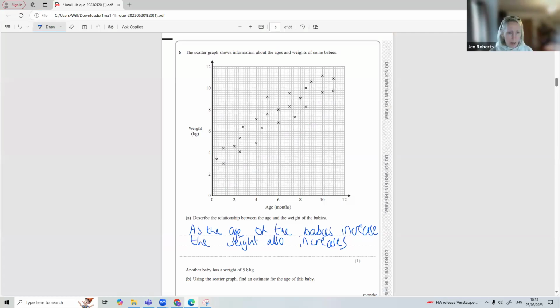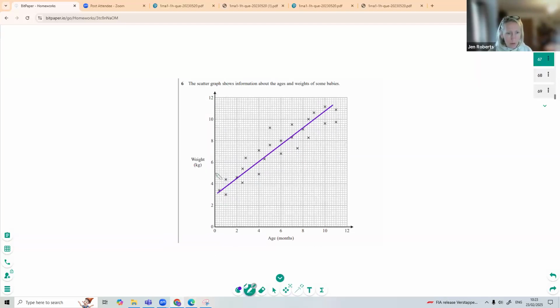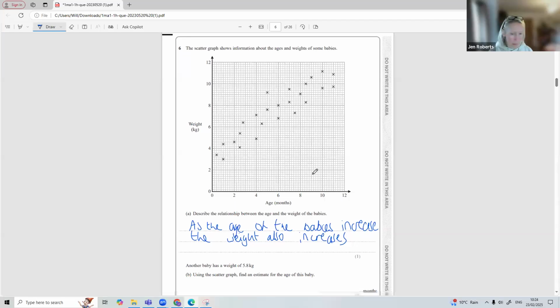Right, so it wants the age of the baby, 5.8 kilograms. So there's 5. Going up in 0.2s this, right? So 5.2, 4, 6, 8. I would get the answer of 3.6 is the age of my baby.